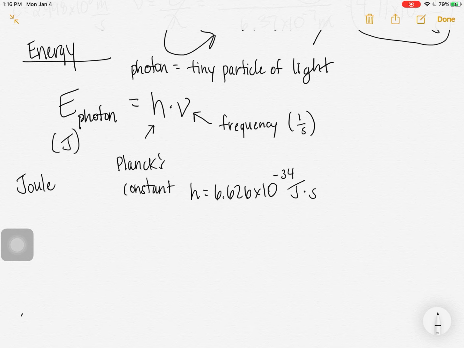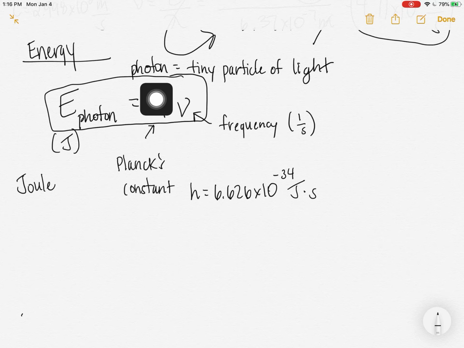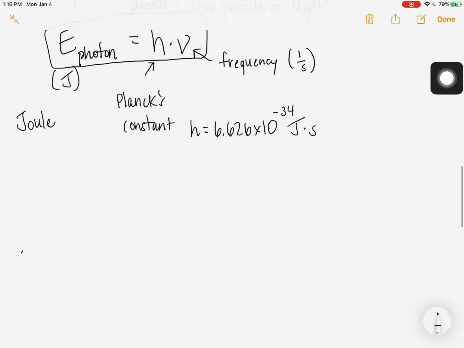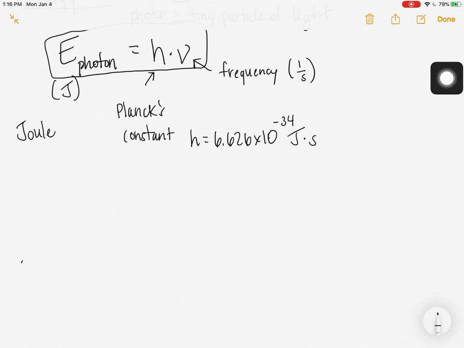J-O-U-L-E. It's the name of a person, and it was given that unit to measure energy. So I can find the energy of one photon, basically, if I just know frequency, right? Why? Well, because H is a constant, and I know it all the time. So frequency times H is going to give me energy. Now, there's a second variation of this formula that encompasses the addition of wavelength.